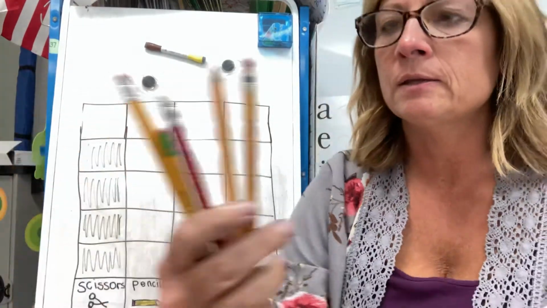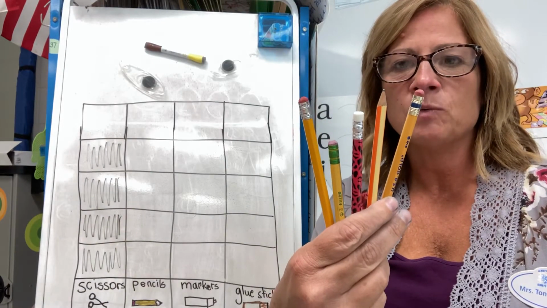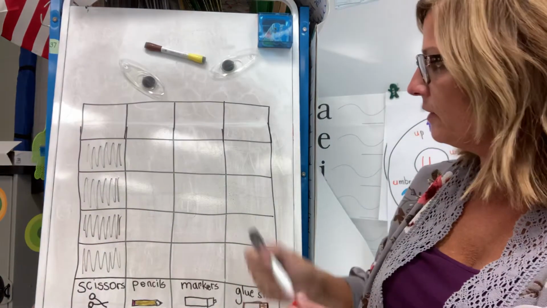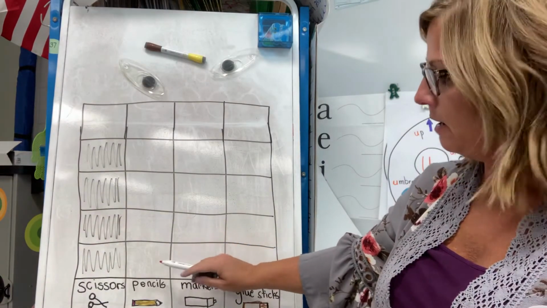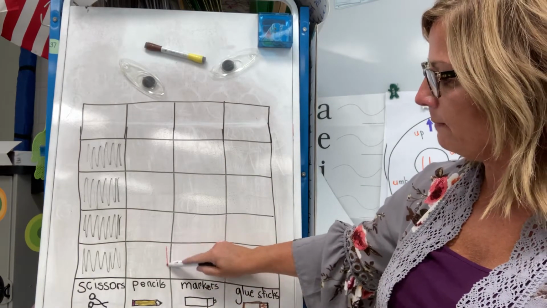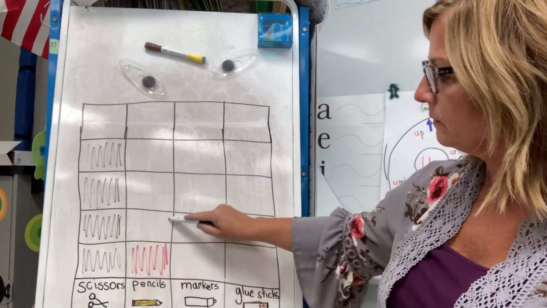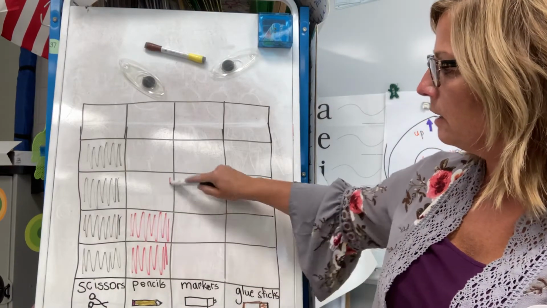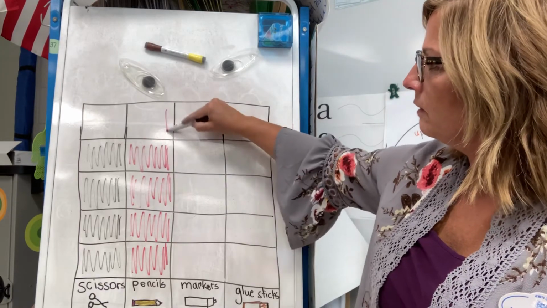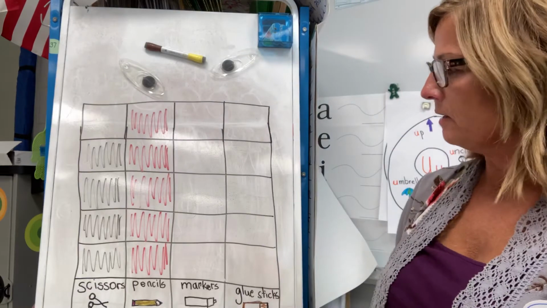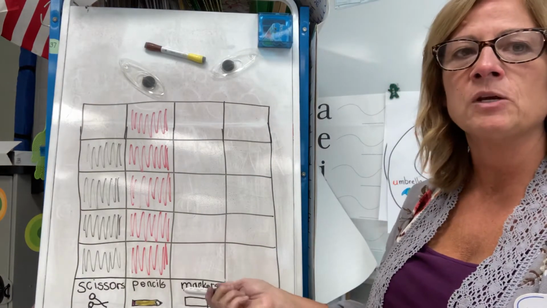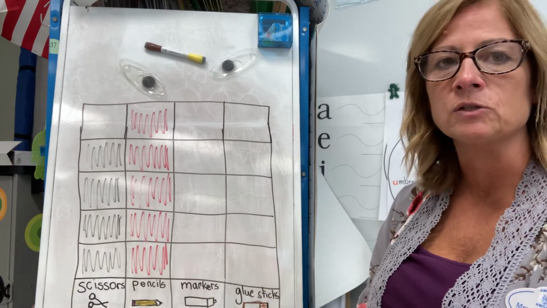And now, anybody remember how many pencils we have? I'll show you again. That's right, there were 5. So we're going to color in 5 boxes on the graph for the pencils. So each box shows 1 pencil. So we have 1, 2, 3, 4, 5. The pencils go higher than the scissors. That's because there were more pencils than scissors, right?